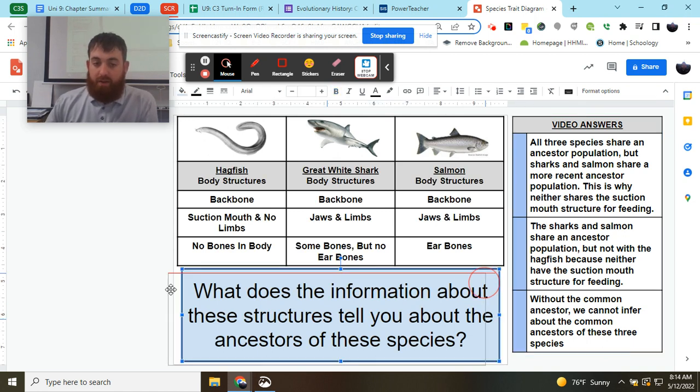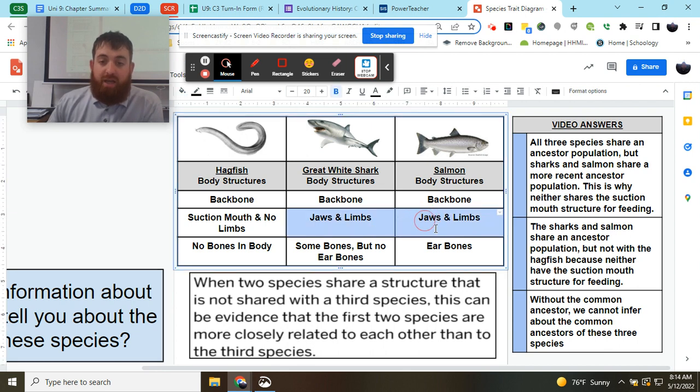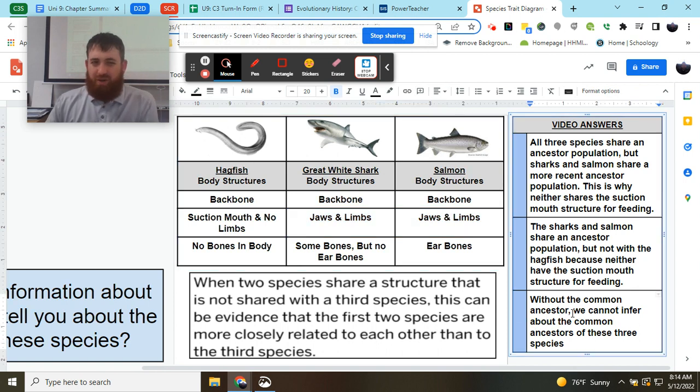Let's take a look. We know that when two species share a structure that is not shared with a third, so these two species, the shark and the salmon, share that jaw and limbs set of structures, this is evidence that these two species are more closely related than the third. We know they all have a common ancestor, so option three doesn't make sense. We know they share a common ancestor.